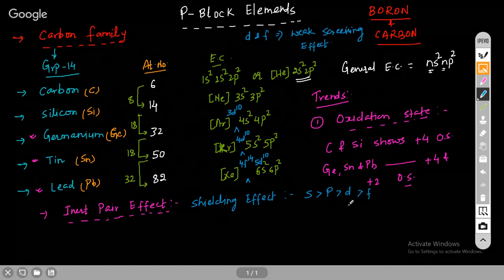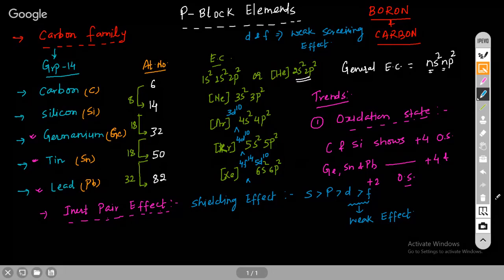Right? And usually we say that d and f orbitals show weak screening effect or shielding effect. So when the electrons are present beyond these d and f orbitals, those electrons are strongly attracted towards the nucleus because of the weak shielding effect of d and f orbitals.